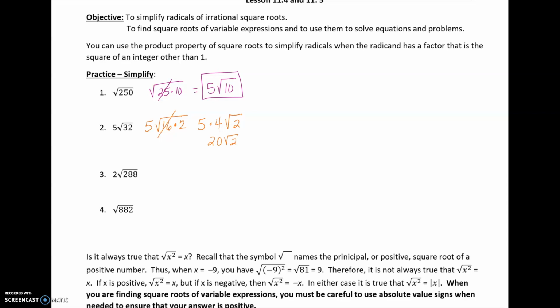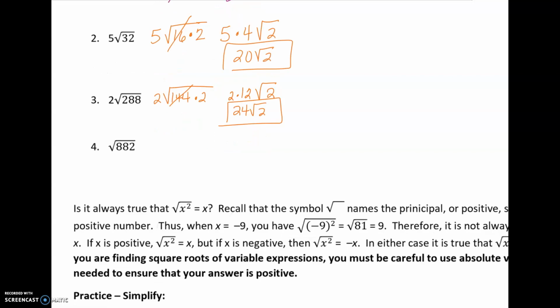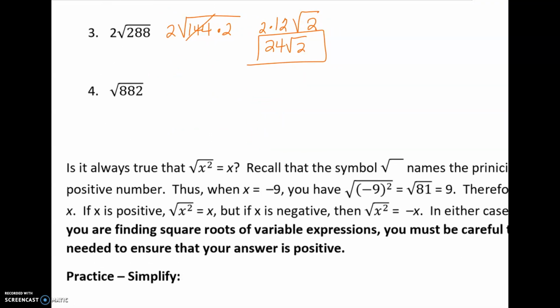2 times the square root of 288. Okay, so 2 stays on the outside. 288 is not a perfect square, but 144 is a factor, times 2. 144, the square root is 12, so this becomes 2 times 12 times the square root of 2, and 2 times 12 is 24, square root of 2. Okay, and number 4, 800, the square root of 882.